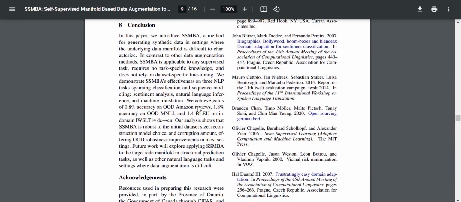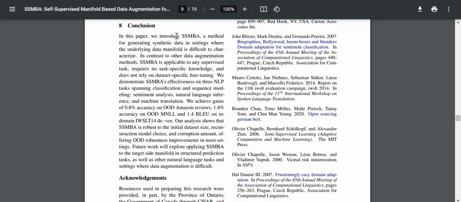Alright, so for the conclusion: in this paper we introduce SSMBA, a method for generating synthetic data in settings where the underlying data manifold is difficult to characterize. In contrast to other data augmentation methods, SSMBA is applicable to any supervised task, requires no task-specific knowledge, and does not rely on dataset-specific fine-tuning. We demonstrate SSMBA's effectiveness on three NLP tasks spanning classification and sequence modeling: sentiment analysis, natural language inference, and machine translation. They achieve these gains.